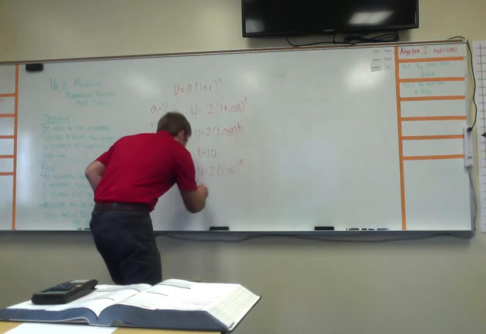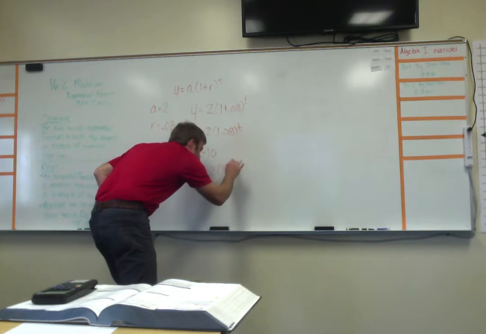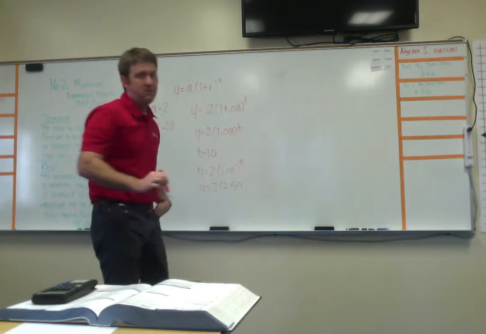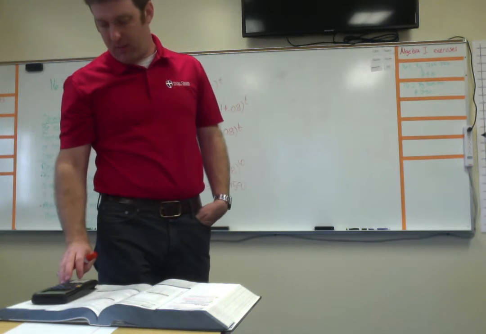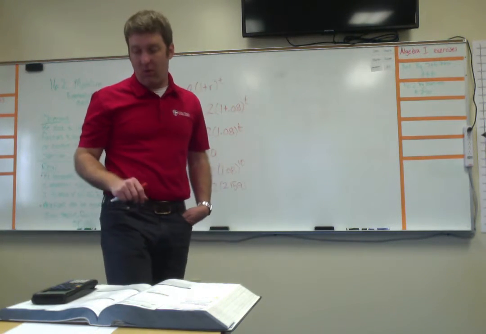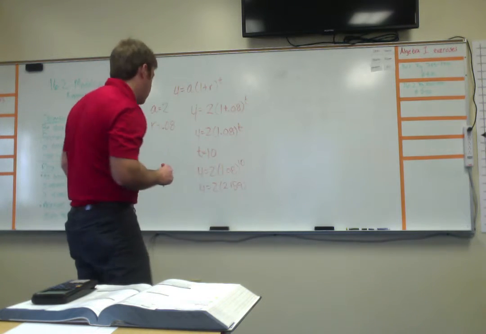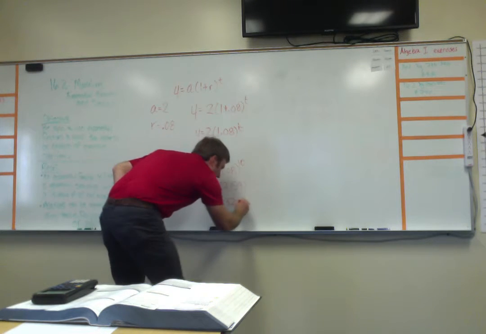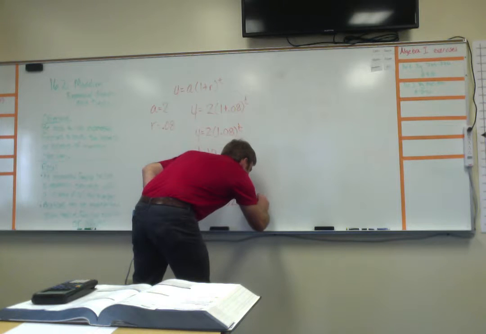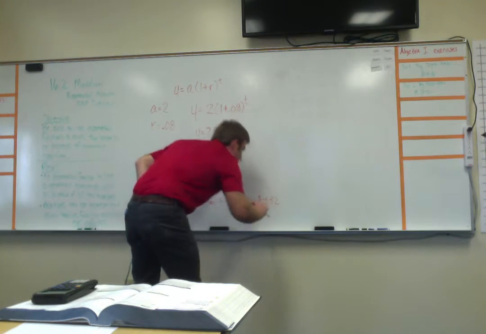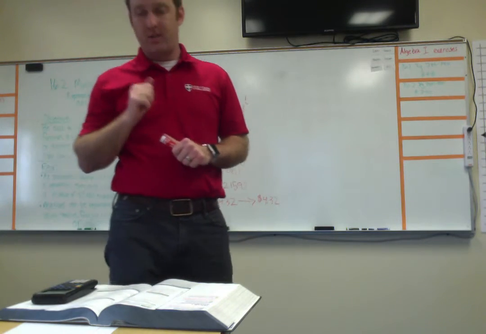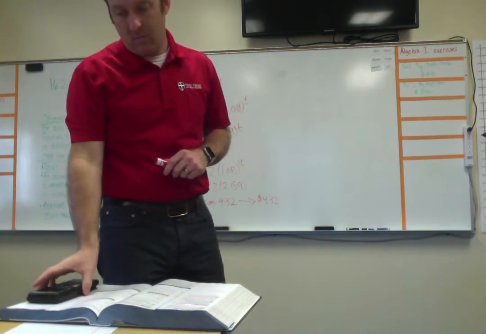2.159, we'll say. So y equals 2 times 2.159, since 1.08 to the 10th is 2.159. Now we take that and multiply by 2, and we get approximately 4.32. So the value after 10 years is $4.32.